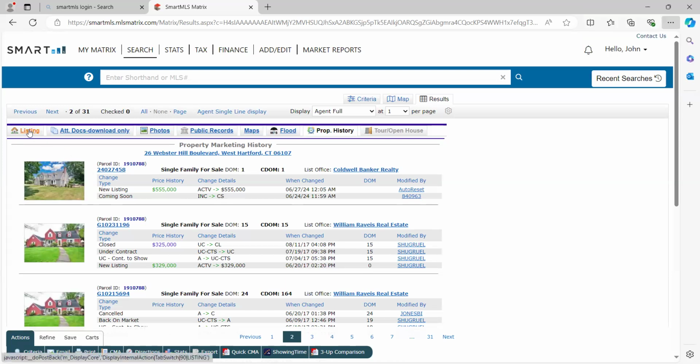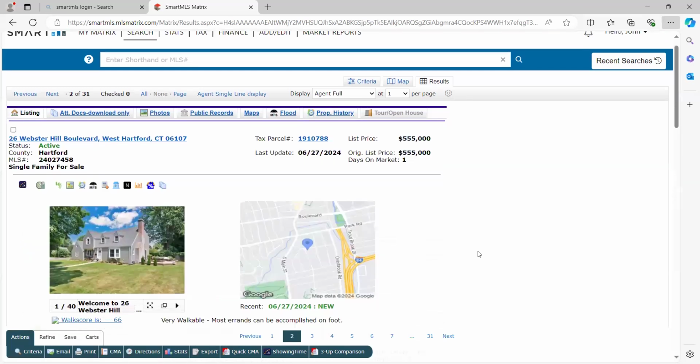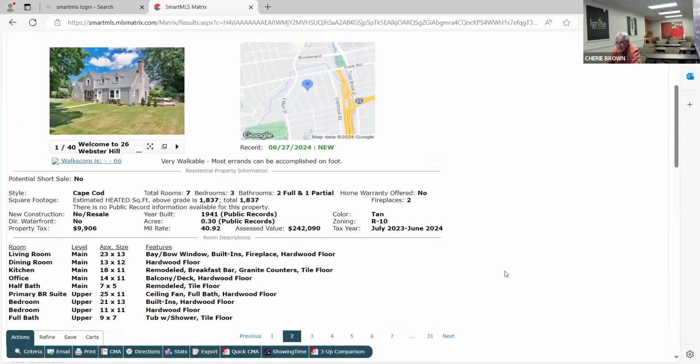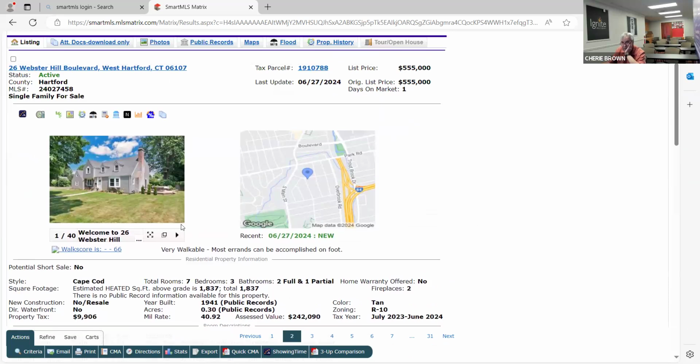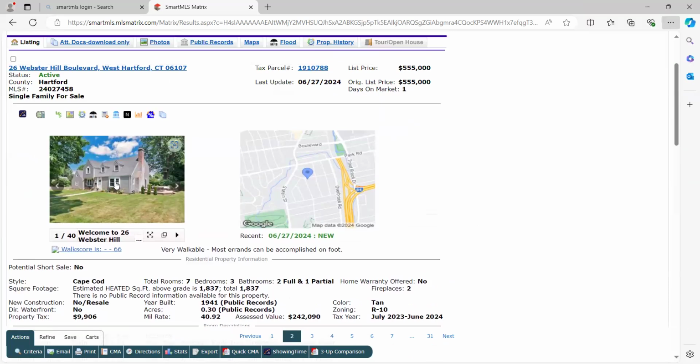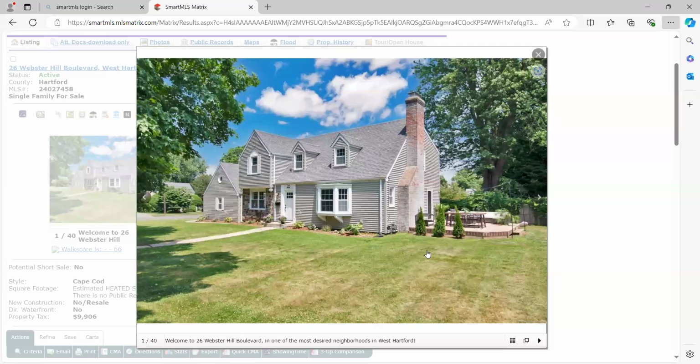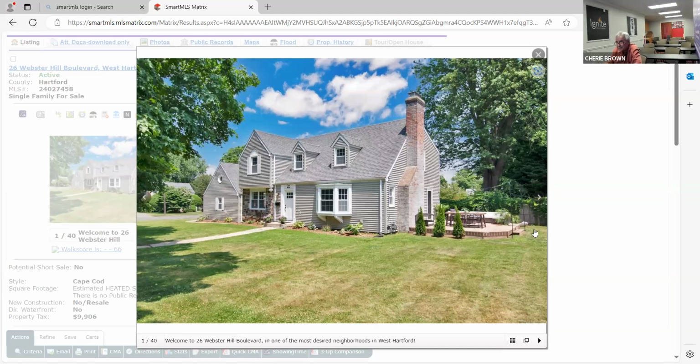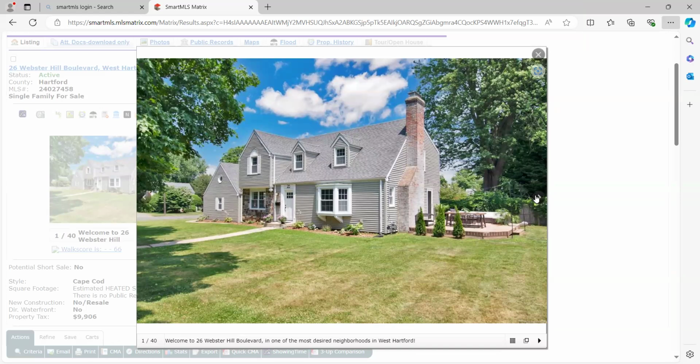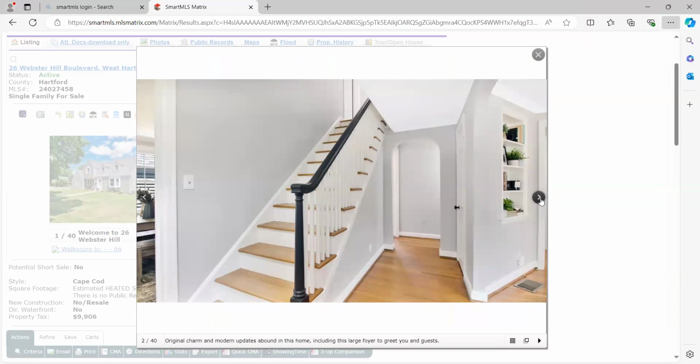Now this one is 1,837 square feet, so it's almost identical in size to ours. It has 2.5 full baths versus the 1.5, 7 rooms, 3 bedrooms. They're calling it a Cape, which is okay. The front looks like it's in good shape, and the front yard also has more space.